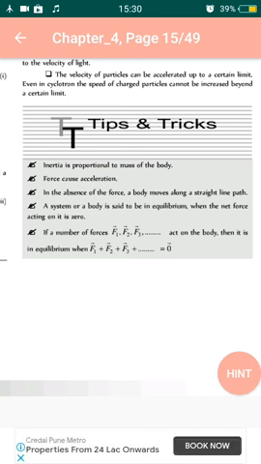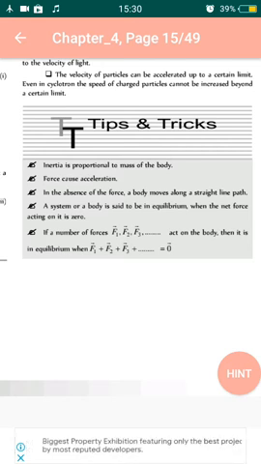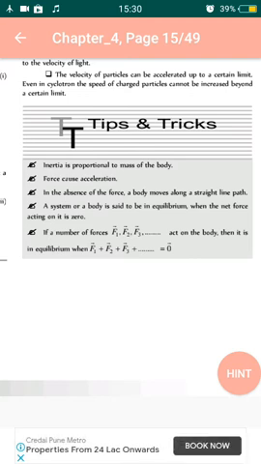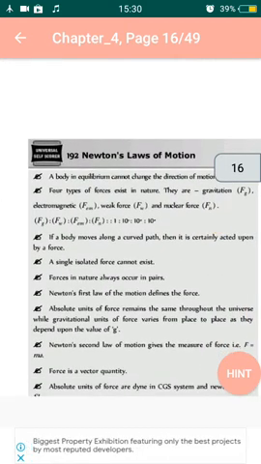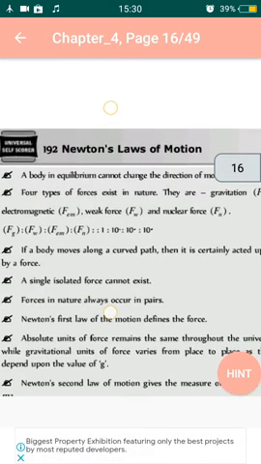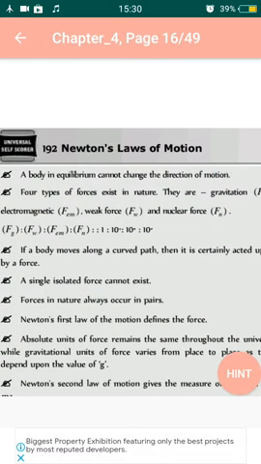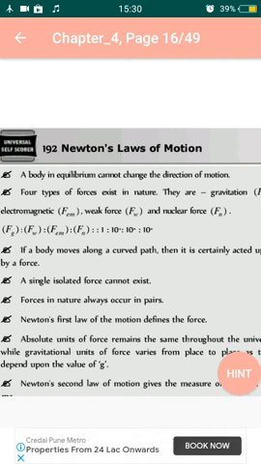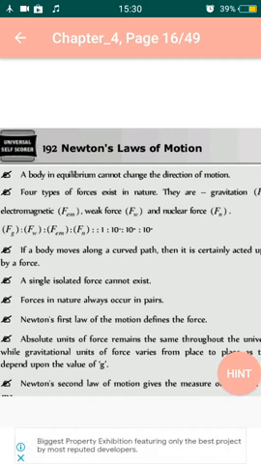Next, if a number of forces F1, F2, F3 act on the body, then it is in equilibrium when F1 plus F2 plus F3 equals 0. If a body is in equilibrium, it cannot change its direction of motion. Next, four types of force exist in nature.